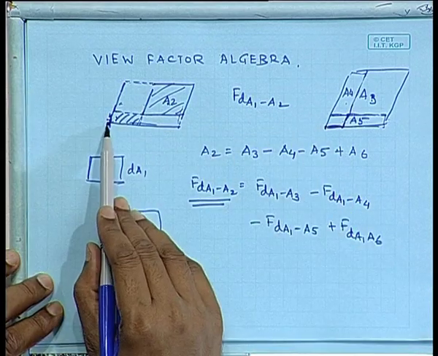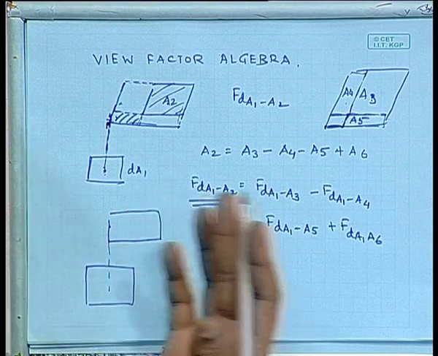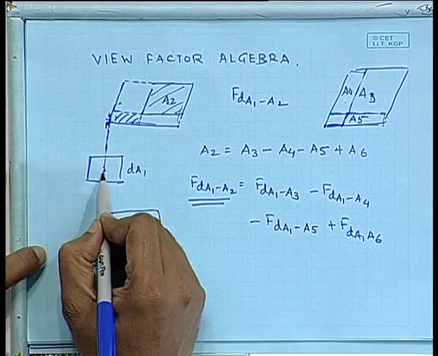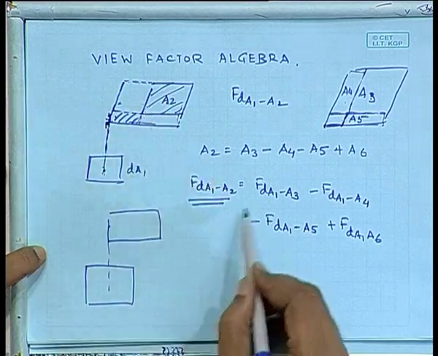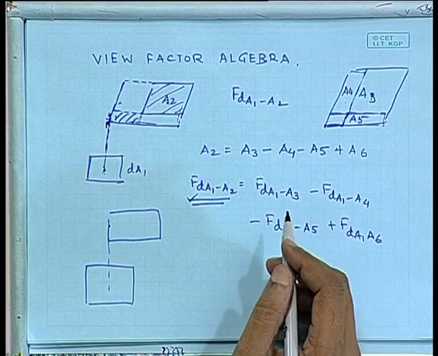So, if I can express it as a sum, or I mean an algebraic sum of different areas with the corner points being directly on top of dA1, then even though this is offset, that can be evaluated. So, there would be several variations of this approach which are known as view factor algebra.